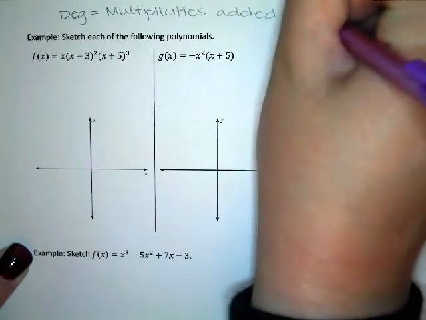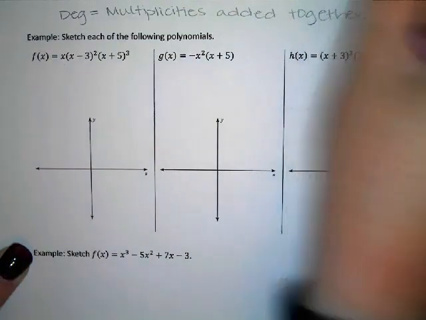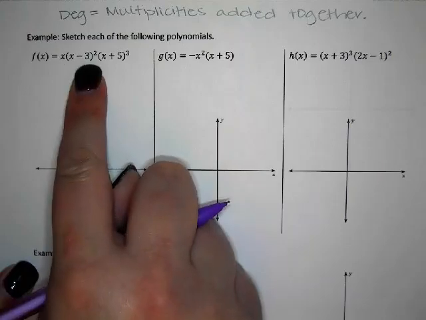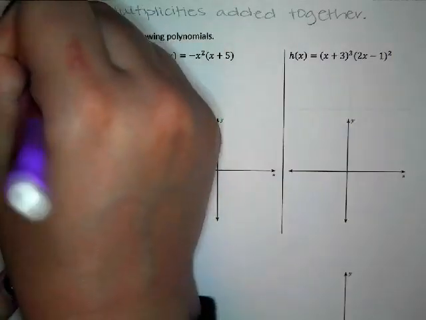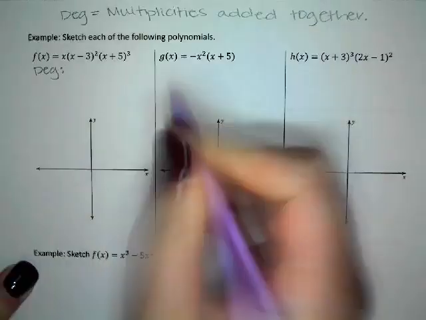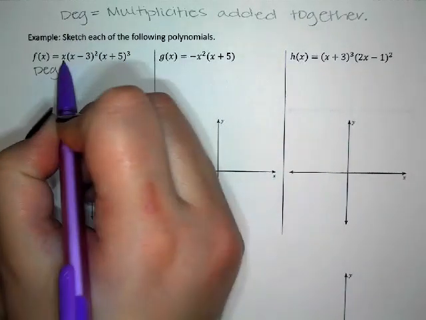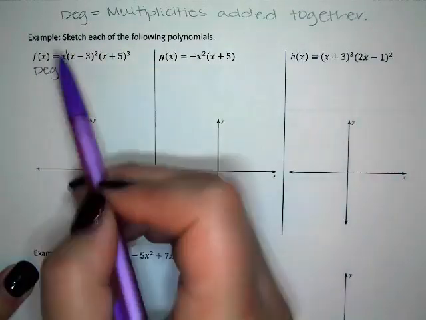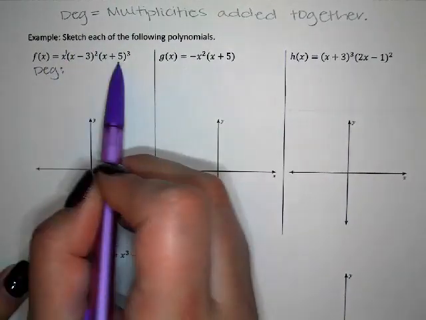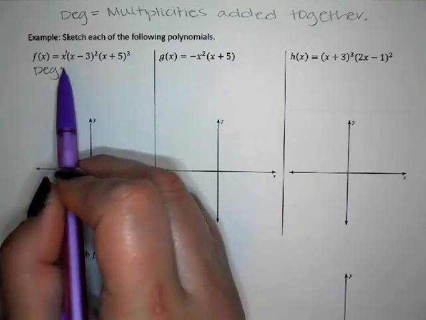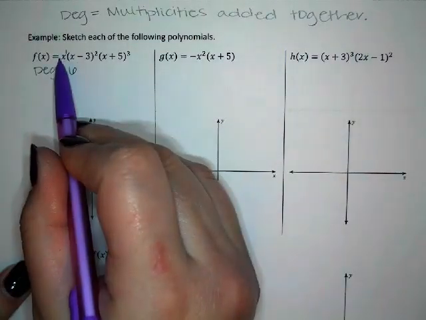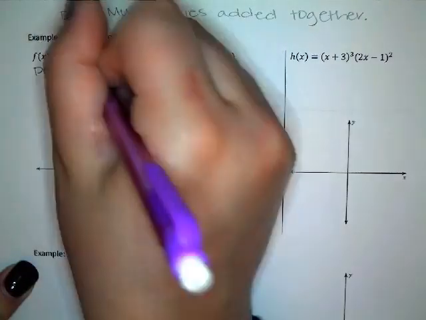So sometimes the degree is easy. Like in this example, the degree is easy. It's just 3 because this one's written out already. But the ones that are in factored form, you just have to add the multiplicities. So for this one, we have a multiplicity of 3 and 2. This multiplicity is not written, so that means it's a 1. That's the only exponent you don't write. So the degree of this equation is 6. There's no number in the front, which means that it's not negative, so it's a positive coefficient.